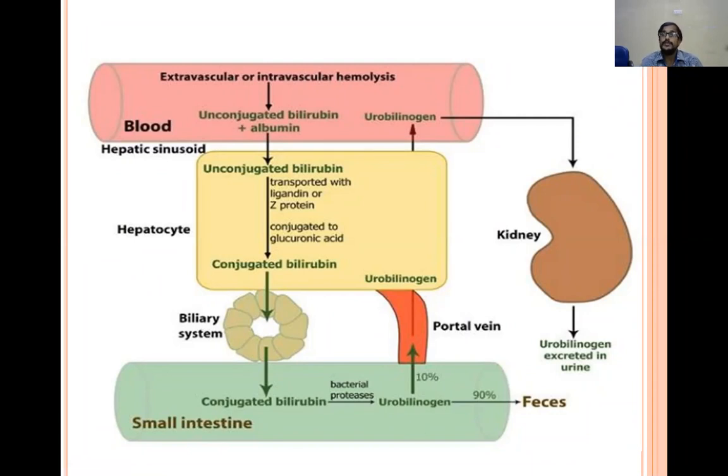So all you have to remember: lysis, heme, from heme biliverdin, then unconjugated bilirubin, and unconjugated bilirubin to conjugated bilirubin in the liver. Conjugated bilirubin is secreted into the biliary tract and small intestine, where the glucuronides are removed and it becomes unconjugated bilirubin again. This becomes urobilinogen by bacterial enzymes, and it is excreted in the urine and feces as urobilin and stercobilin.